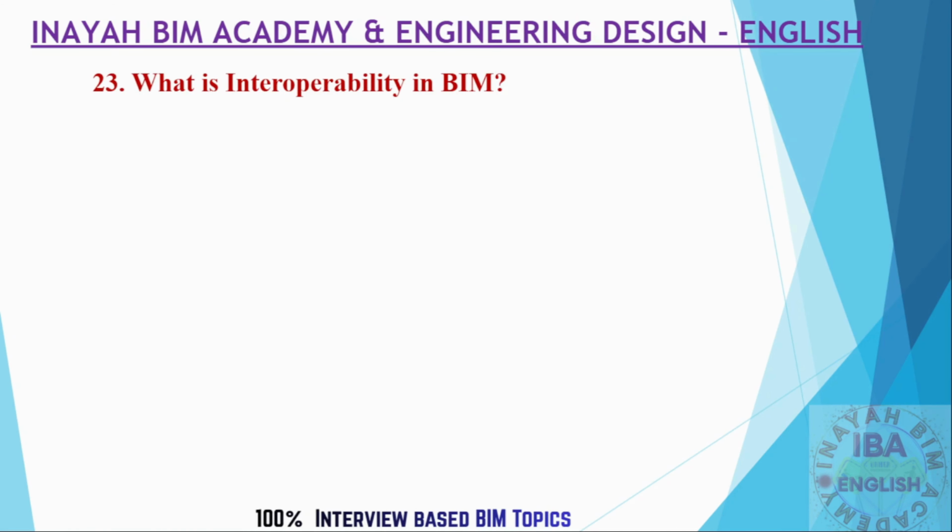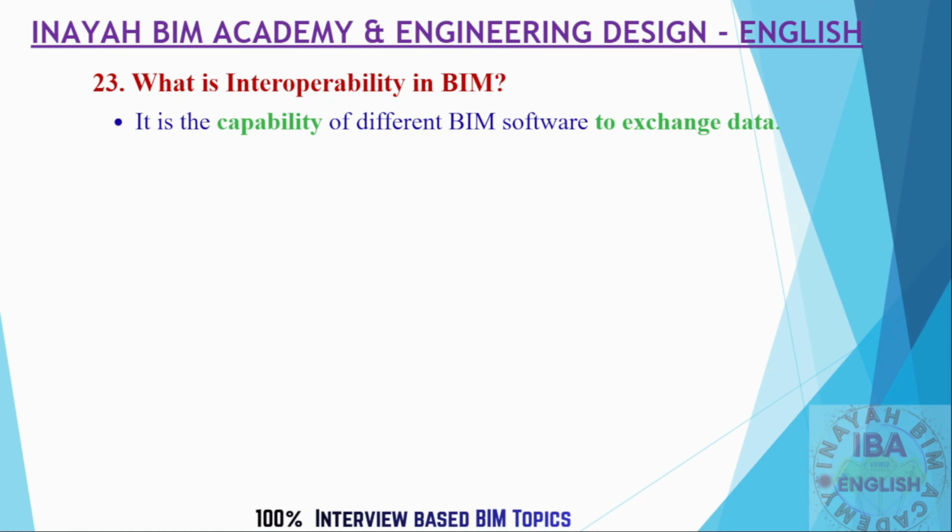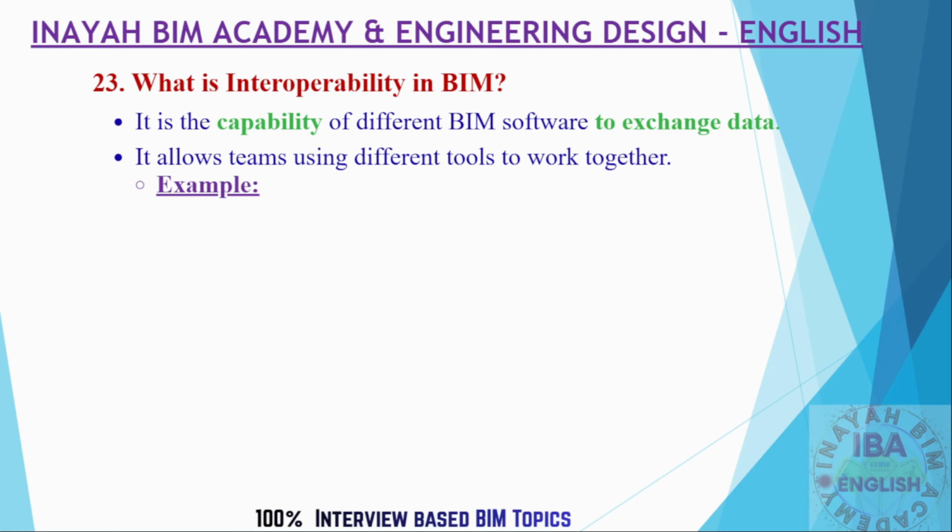What is interoperability in BIM? Interoperability is the capability of different BIM softwares to exchange data. It allows teams using different tools to work together. I will give you a very simple example. Let us say a model created using Revit and a model created using Tekla. It can be opened in Revit or it can be opened in Tekla.